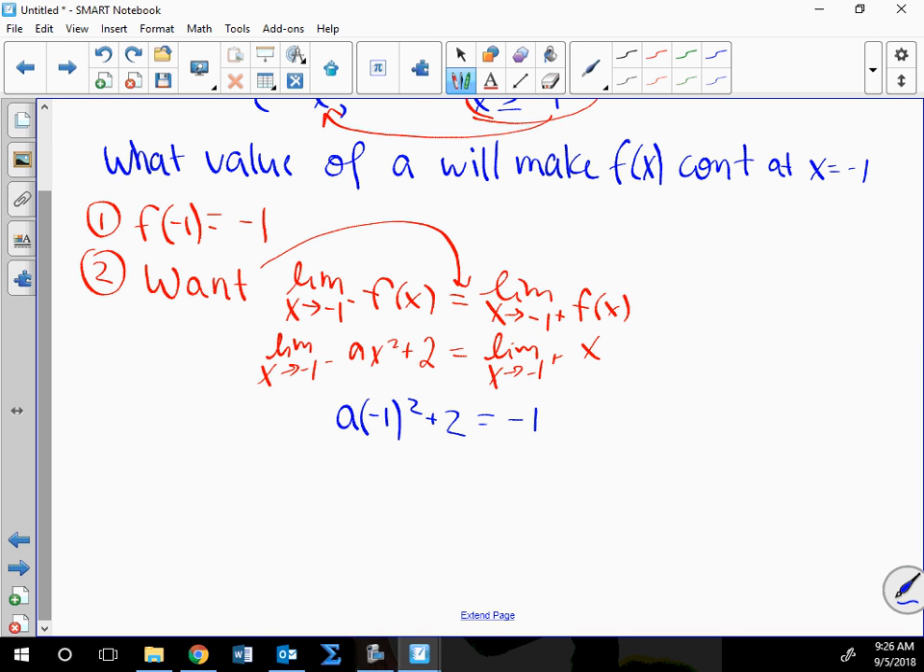So again, I want my left-hand limit to equal my right-hand limit. I look at my piecewise function to set that up to which piece I'm working with. Then actually do your direct substitution with your x values. So you have an equation where it's just a and some numbers. Questions with that so far? Okay, so let's just go to solve. So we get a plus 2 equals -1. And what do we get for a? -3.